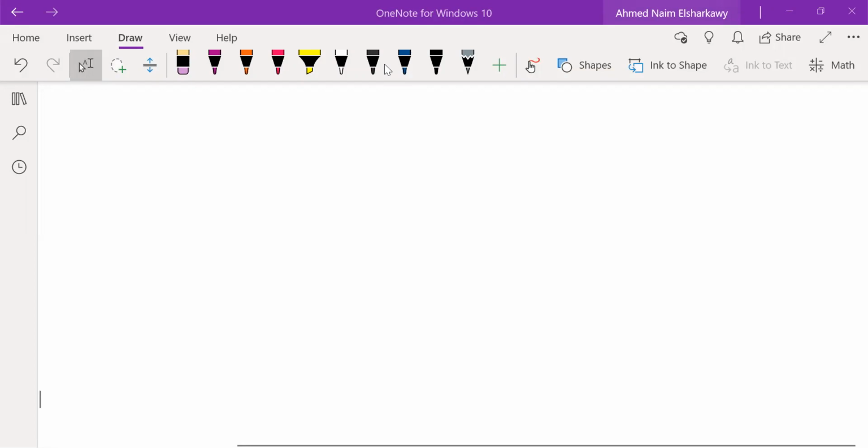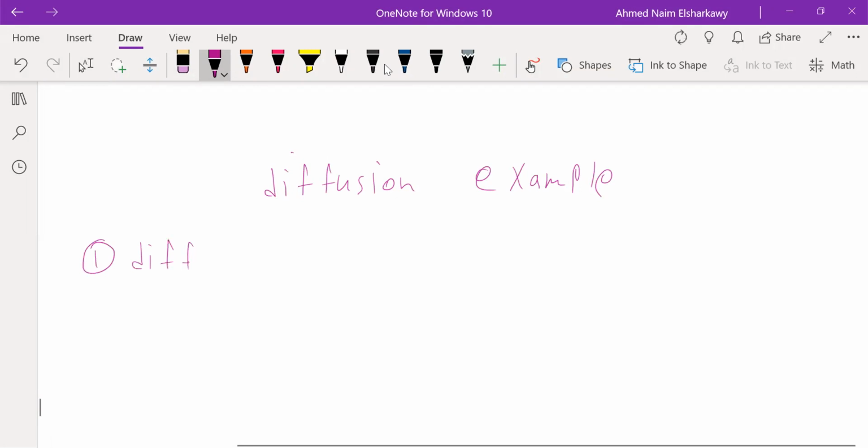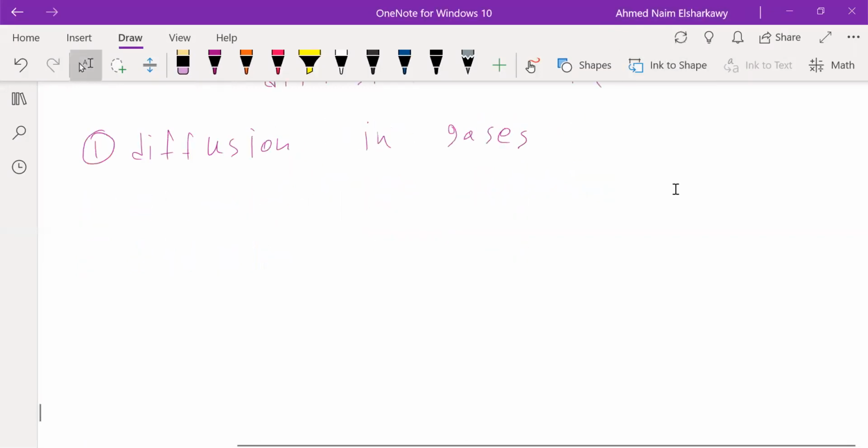Today we will talk about some examples of diffusion. The first example we will take is diffusion in gases. The first experiment that proves that diffusion is happening is the experiment for hydrogen.